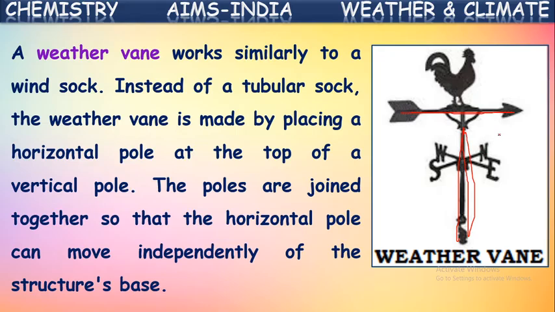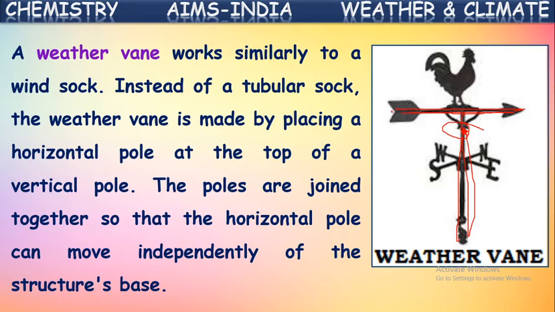The poles are joined together such that the horizontal pole can move independently of the structure base. So it is fixed here on this vertical pole so that it can move in all directions in a flexible way. As per the wind movement, it will be moved into the particular direction. So the direction of wind can be measured or predicted by using this weather vane also. Wind vane or weather vane, it is called.